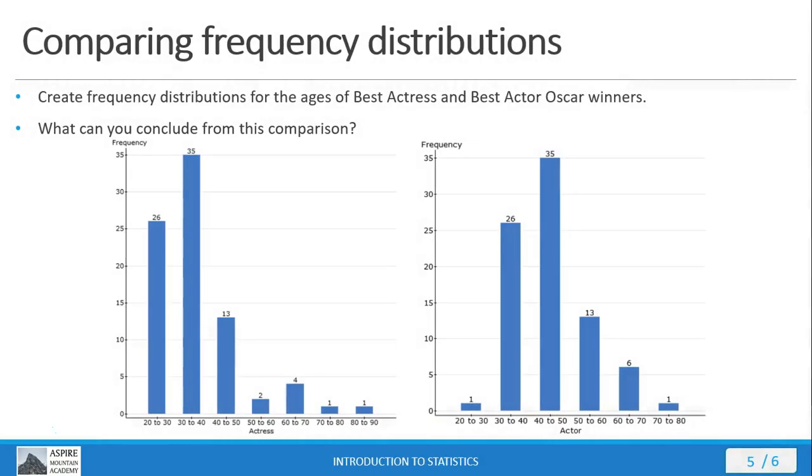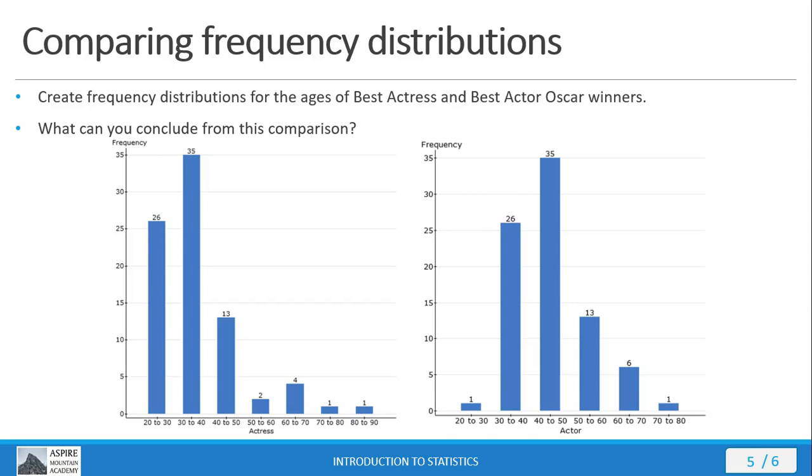So if you go and make frequency distributions from the data we saw earlier for Best Actress and Best Actor Oscar winners, you get what you see here. So Best Actress is on the left, Best Actor is on the right. Now, if you want to see if you can make these on your own, feel free to pause the video and then go into StatCrunch and make these frequency distributions on your own.